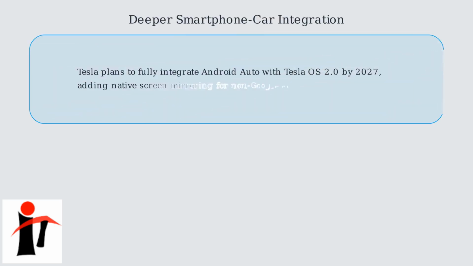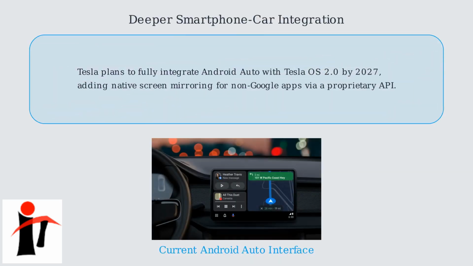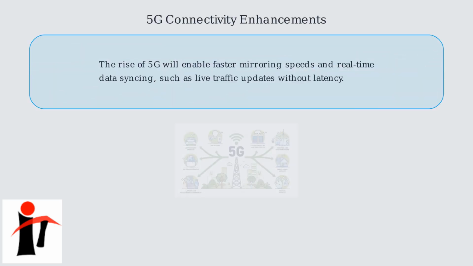Looking ahead, expect deeper smartphone car integration as Tesla plans to fully integrate Android Auto with their upcoming Tesla OS 2.0 by 2027. This will add native screen mirroring for non-Google apps through a proprietary API, going beyond current app-based projections. The widespread adoption of 5G connectivity will further enhance mirroring capabilities.